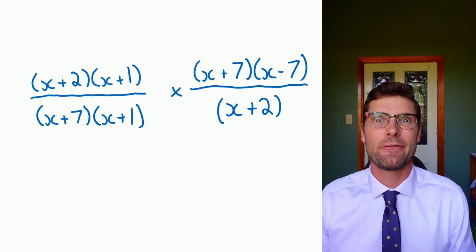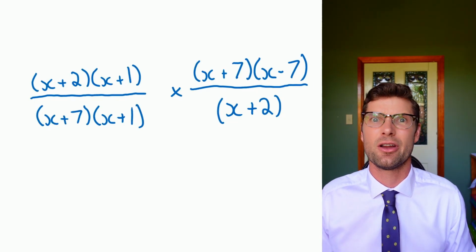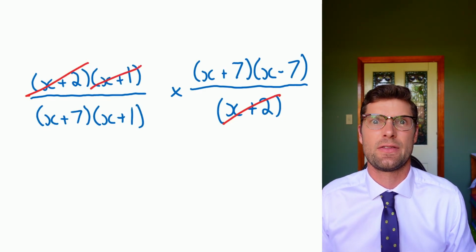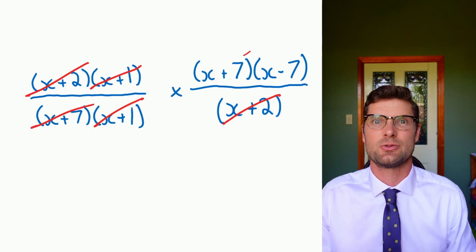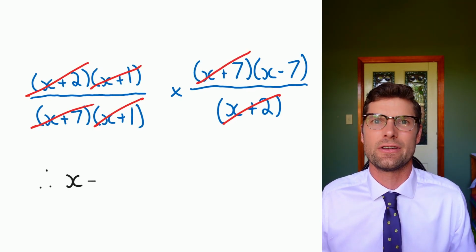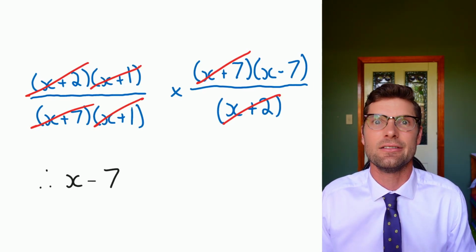on the top. Now all we've got to do is what we did before with those x plus 3s. If you see it on the top and you see it on the bottom, cross them out, you're done. So the x plus 2 goes with the x plus 2 on the other side, the x plus 1 goes with the x plus 1, and the x plus 7 goes with the x plus 7. So all that's left is x minus 7 on the top. So the answer is x minus 7, done.